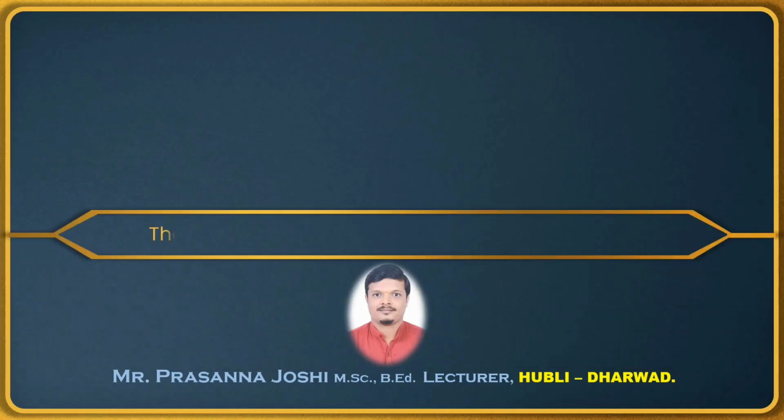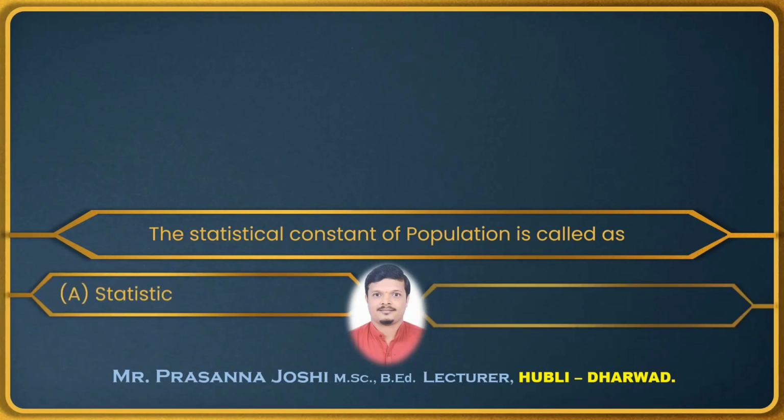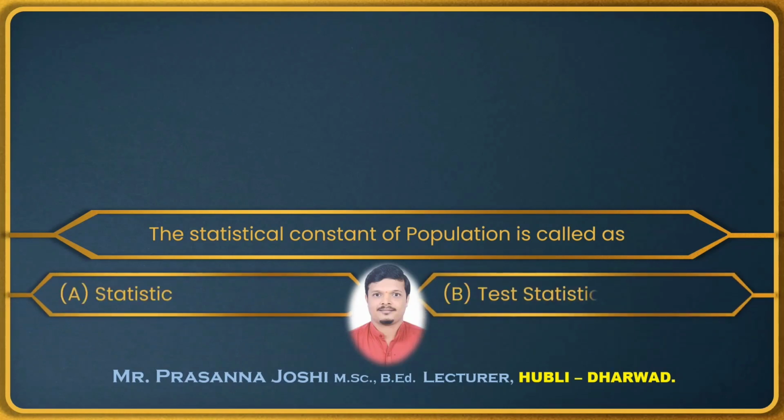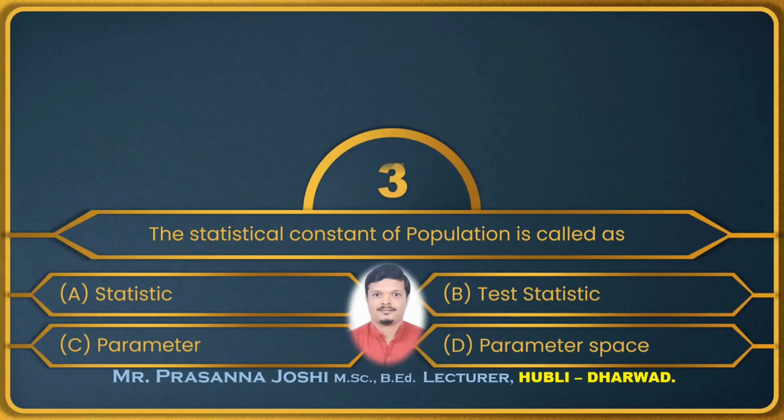Next question. The statistical constant of a population is called as, first one statistic, second one test statistic, third one parameter, and the last one is parameter space.